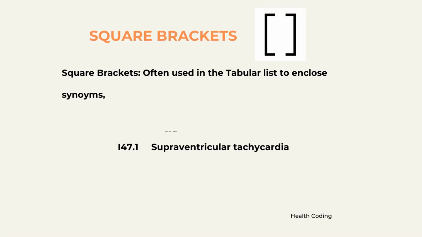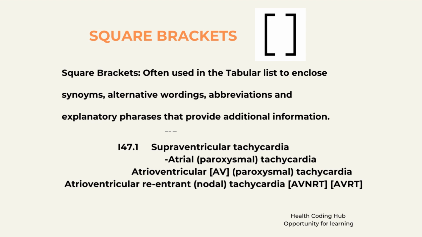How about the square brackets? Square brackets are often used in the tabular list to include synonyms, alternative words, abbreviations, and explanatory phrases that provide additional information. For example, look at this I47.1, supraventricular tachycardia. The term AV in this code is an abbreviation. It stands for atrioventricular, or AVNRT, which stands for atrioventricular nodal reentrant tachycardia.